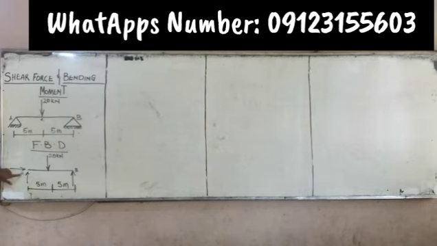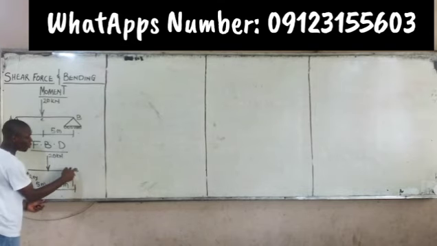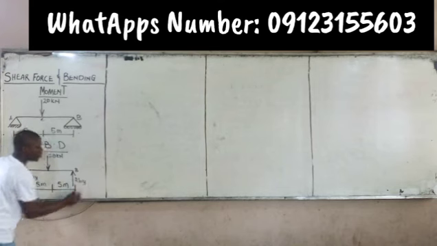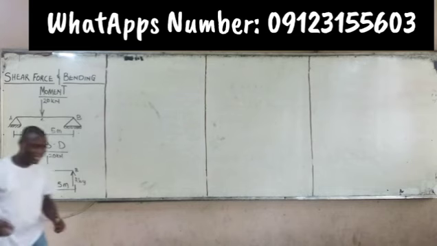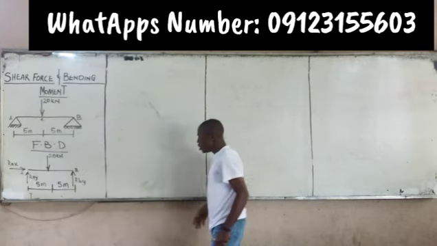This is A. A vertical sense and horizontal sense, right? Let me call it RAY, that is reaction at A on the Y-axis. Let me call it RAX, that is reaction at A on the X-axis. This will be the reaction at B on the Y-axis. So this is what we call the free body diagram. It shows you all the external forces that act on a body, right?